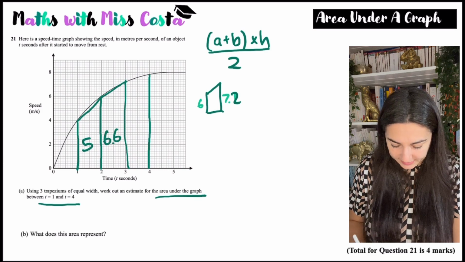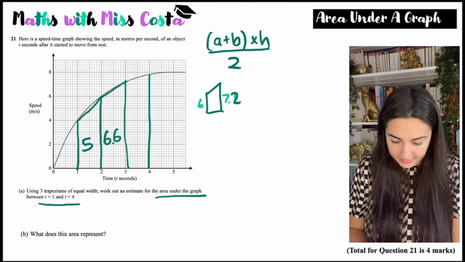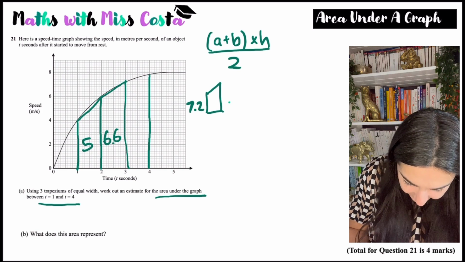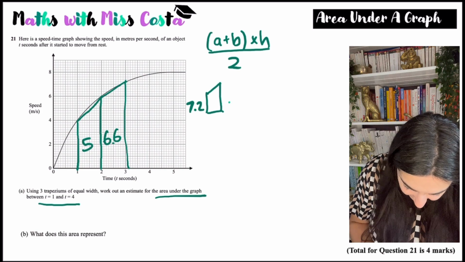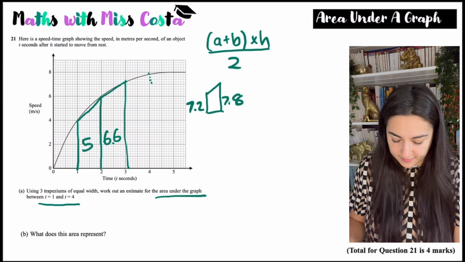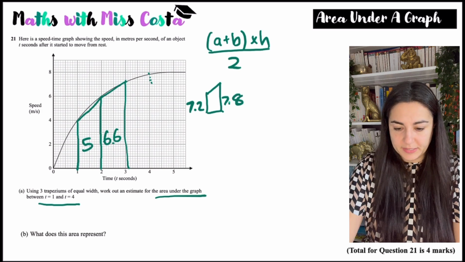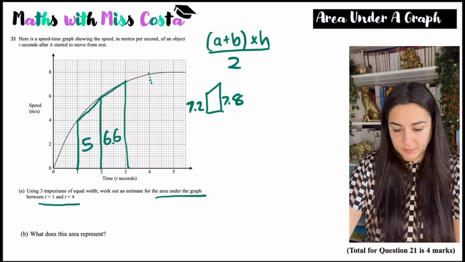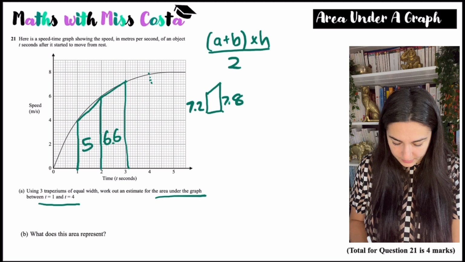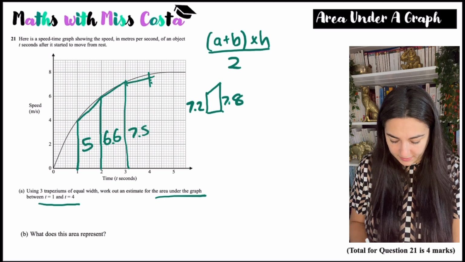Okay, so that's 6.6. And then the next one is going to have a height of 7.2. And then this, let me just delete the line so I can see it properly. So that would be 7. It's going up in 2. So 2, 4, 6, 8. 7.8. So 7.2 plus 7.8 is 15 times 1 divided by 2 is 7.5. Let's just fill this back in.